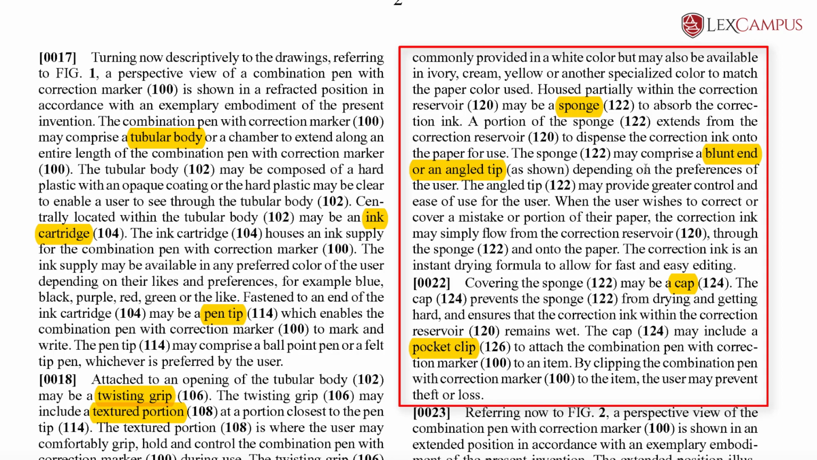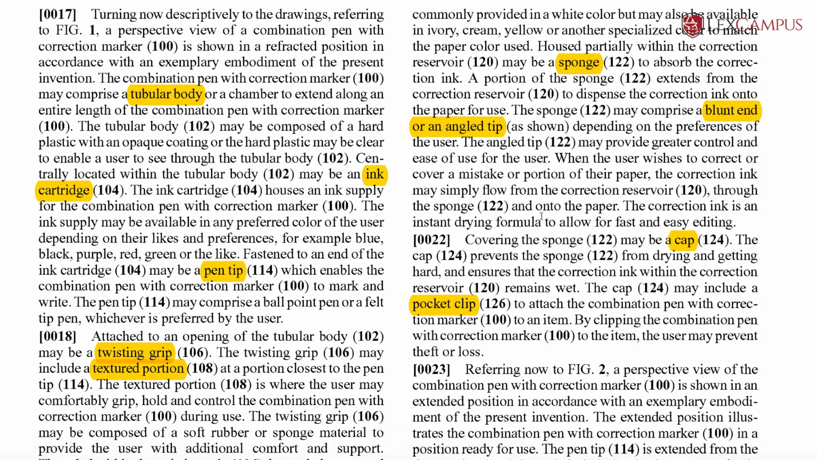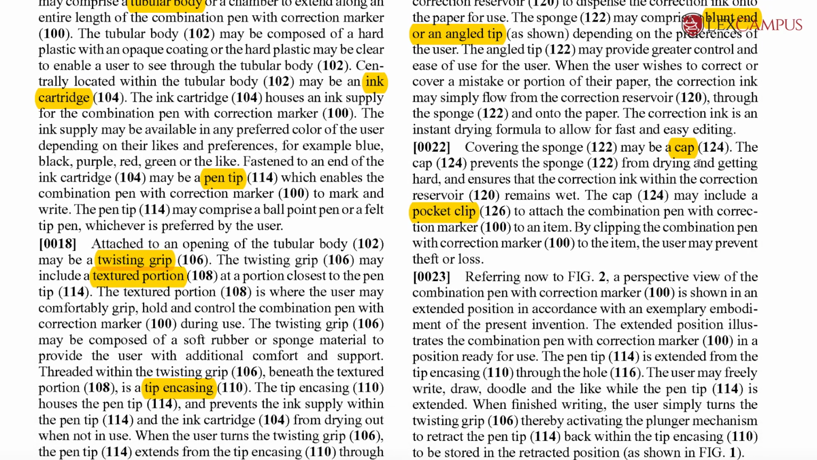The sponge may comprise a blunt end or an angled tip. So there is a choice here, may comprise a blunt end or an angled tip. Covering the sponge may be a cap. So that's optional. You can have a cap covering it. The cap may include a pocket clip. Okay, pocket clip. So now this is a quick overview of the invention.